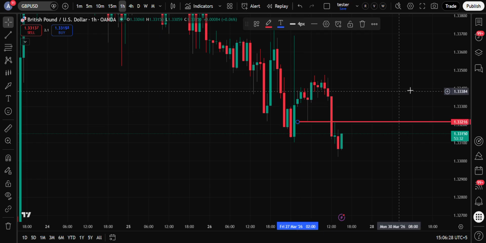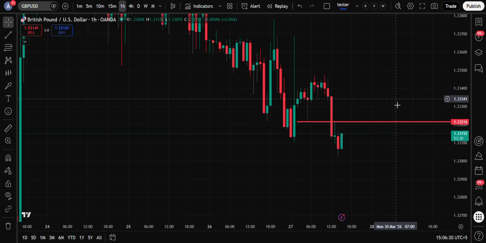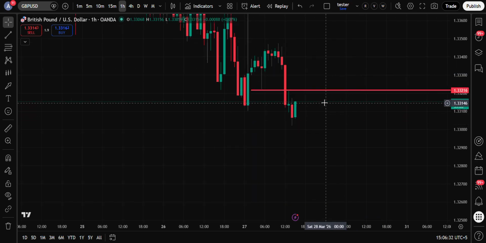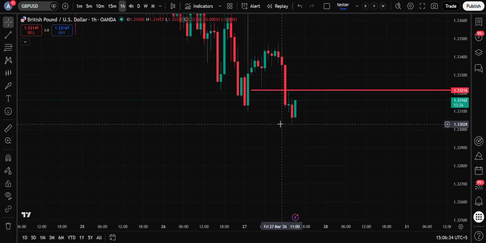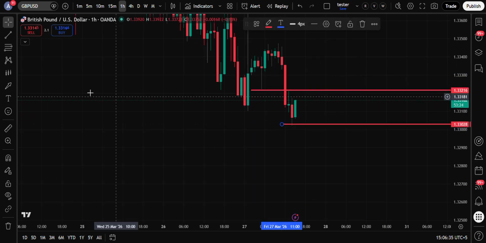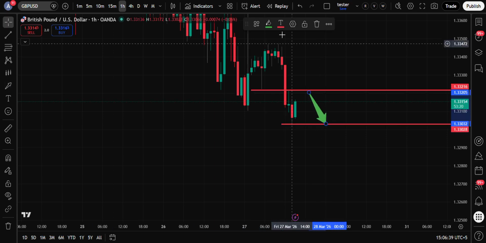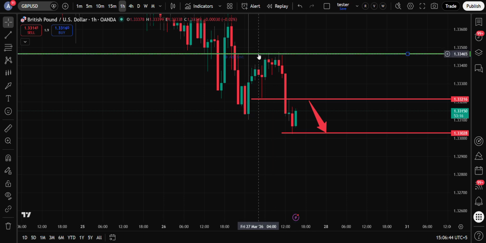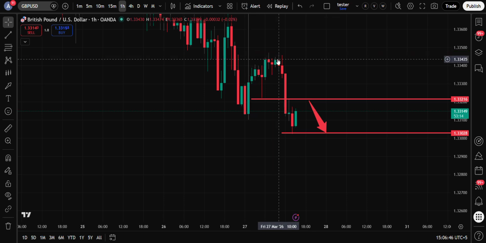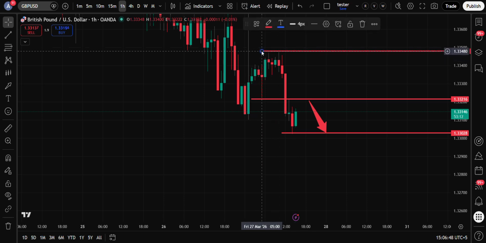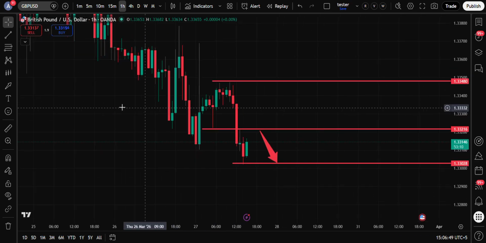So, guys, for as long as the price stays below 1.33216, guys, I am bearish. And guys, my first target would be 1.33028. And guys, if the price breaks above this, we will be going for 1.33480.